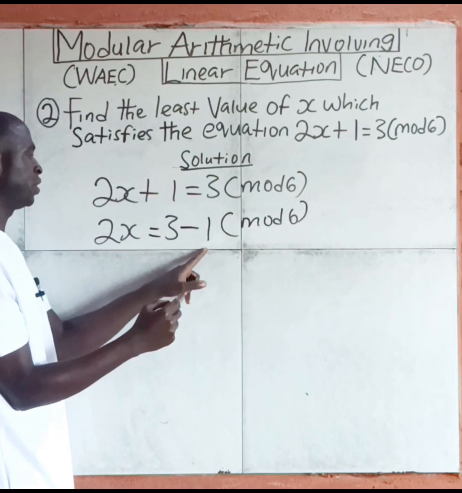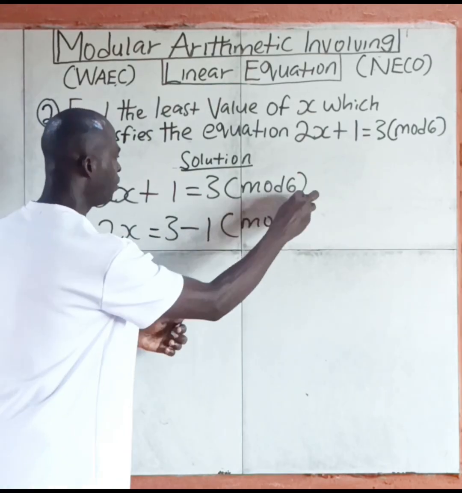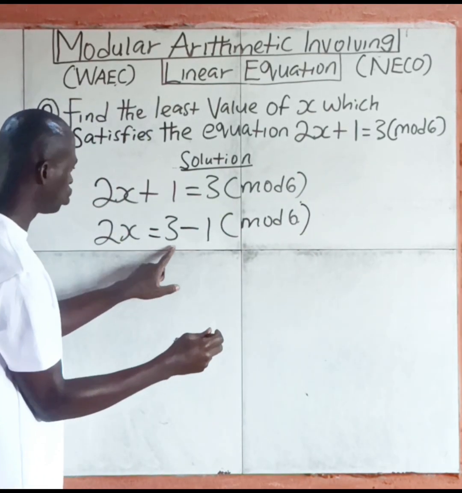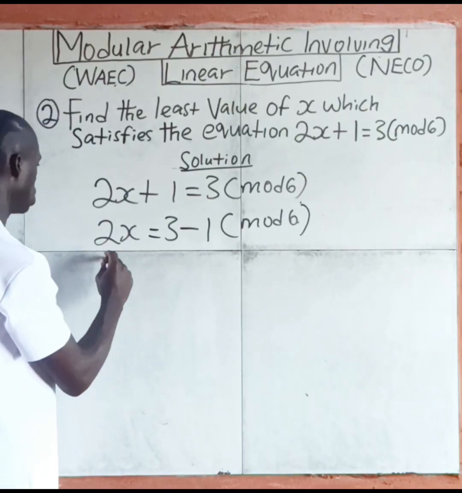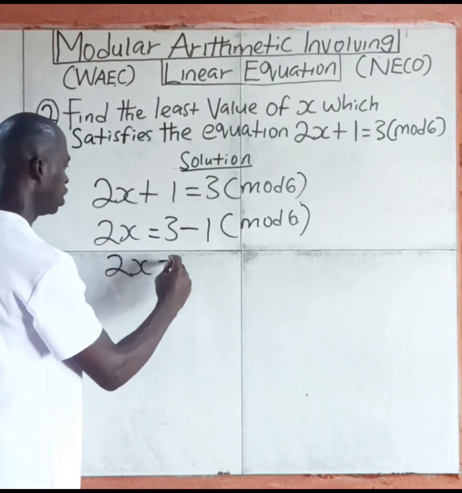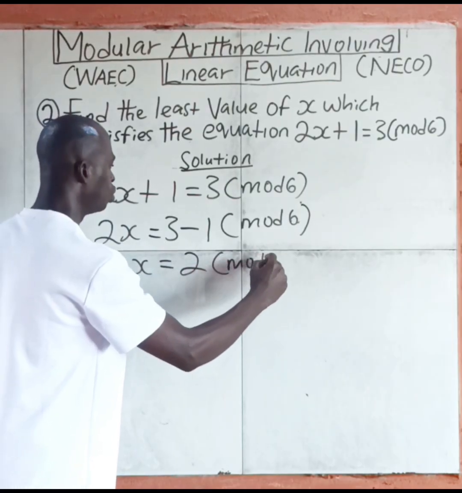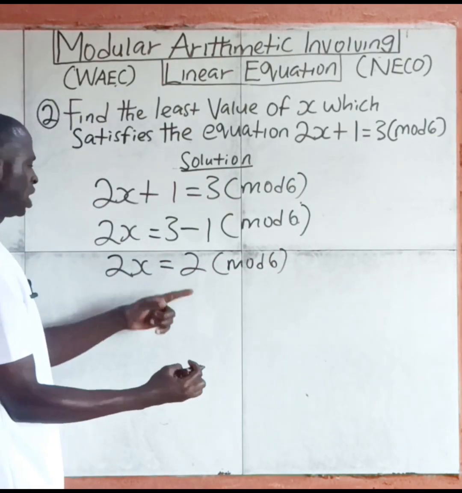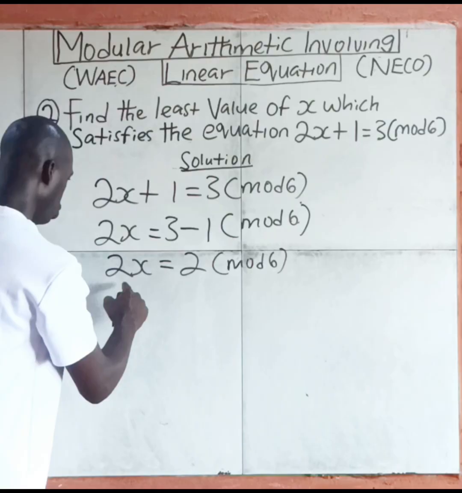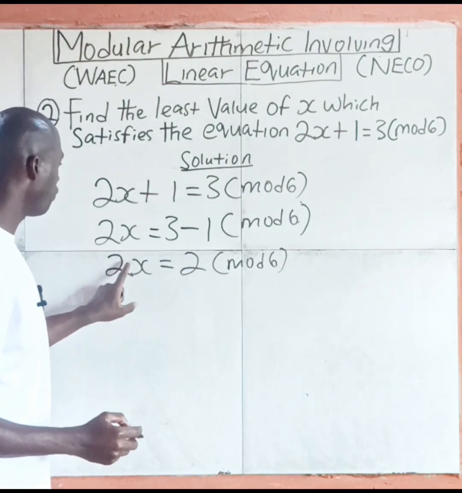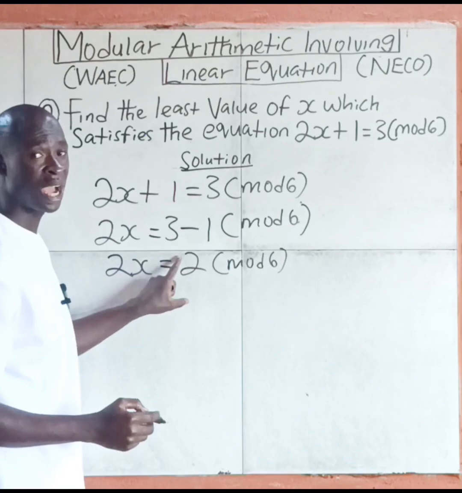This is what we are currently having: 2x is equal to 3 minus 1 mod 6. So we're going to simplify that. 3 minus 1 will give us 2. And here becomes mod 6. So let's finish it off. There's no need adding our mod because we can see that the coefficient of x can clearly divide the number we are having here.